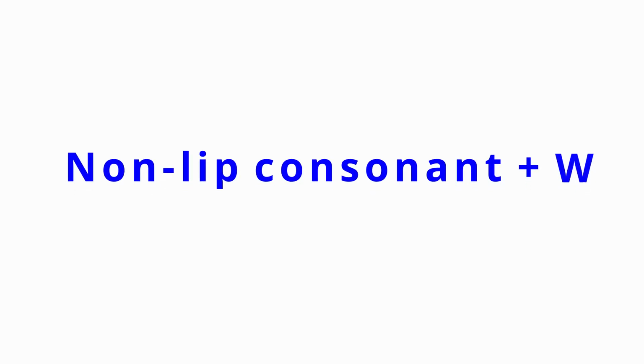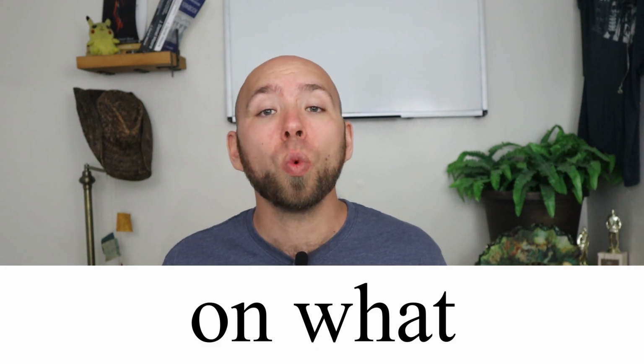And one more example that you might not have heard about before is non-lip consonant plus W. The lip consonants are P, B, M, right? Because we use the lips. So any consonant that is not the lips, and then after that is a W sound at the start of the next word. For example, on what?